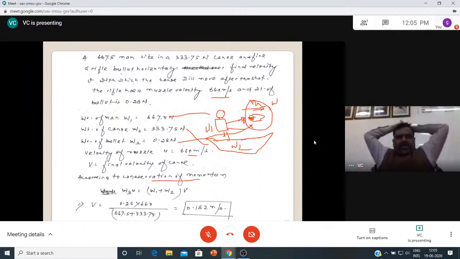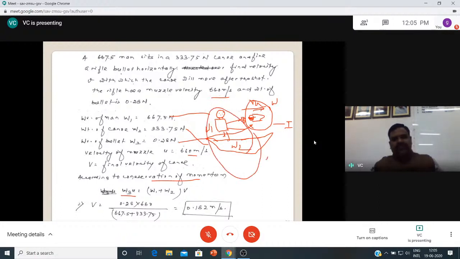Okay. According to conservation of momentum, W3 U, and this is one system. Because of firing a bullet, these two systems will gain some momentum. That's why they move at a common velocity. When it fires, the system moves in this direction together. That is W1 plus W2 into V, and this is W3 into U. The common velocity can be obtained by W3 into U divided by W1 plus W2.